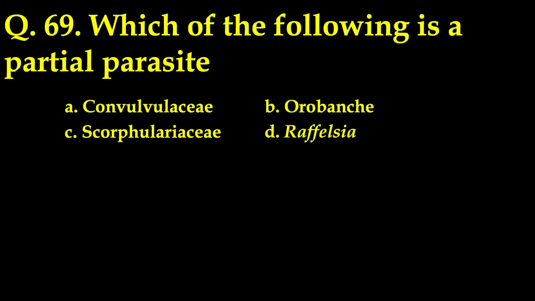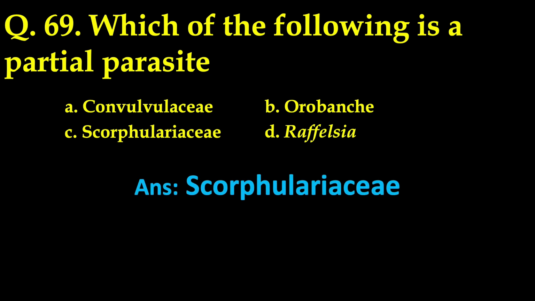Next question is on, which of the following is a partial parasite? There were 4 options. Option A, Convolvulaceae; B, Orobanchaceae; option C, Scrophulariaceae; and option D, Rafflesia. And the correct answer is Scrophulariaceae. That means this is the partial parasite.